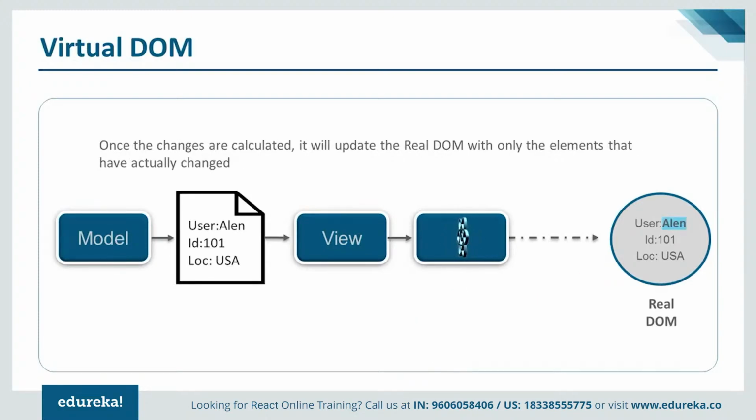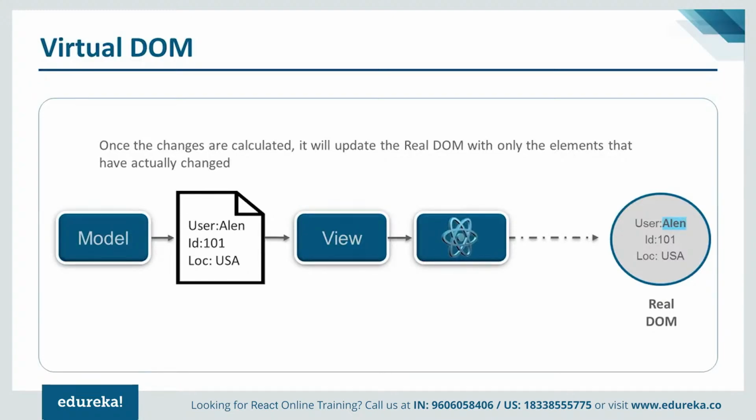Once the changes are calculated, it will update the real DOM with only the elements that have actually changed. This happens through a process called the diff and patch algorithm. Diff is used to determine the differences, and patch is used to apply the changes to the real DOM for only the elements which are changed.